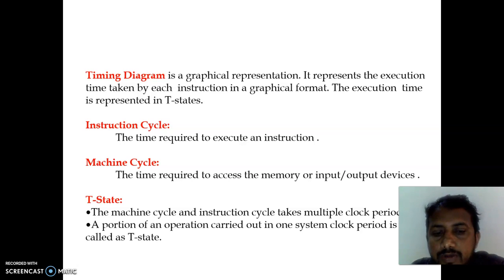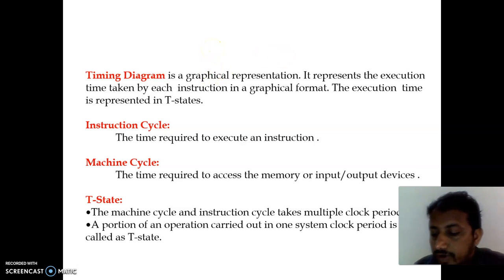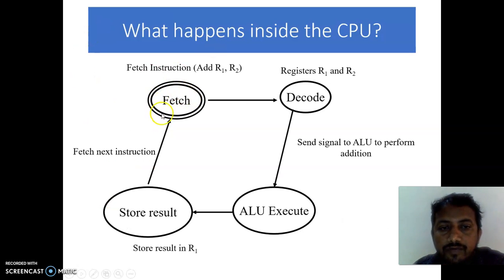These T states depend on the operating frequency. If the operating frequency is 5 megahertz, the clock period would be 1 by f, which is equal to 0.2 microseconds. So for a 5 megahertz operating frequency, one clock state is 0.2 microseconds. Now, for one particular operation, as in the previous slide, there is a fetch, then a decoding part and an executing part.